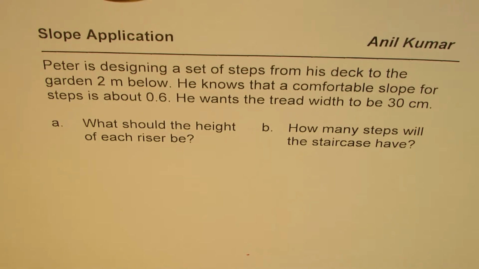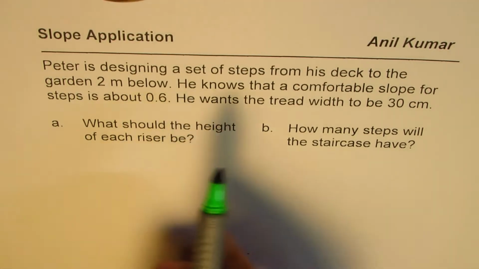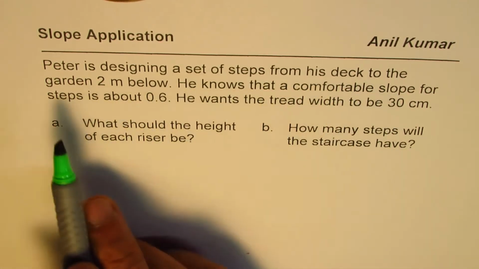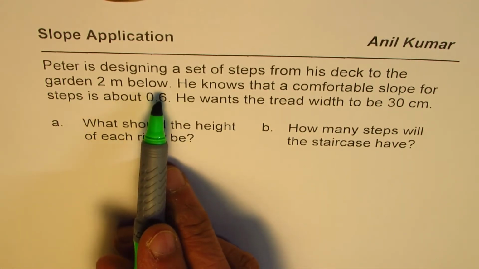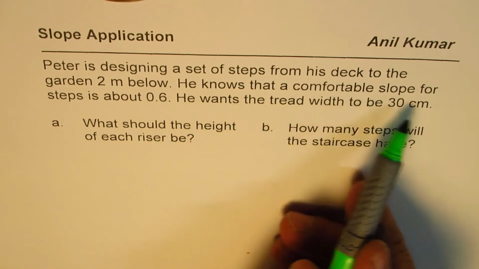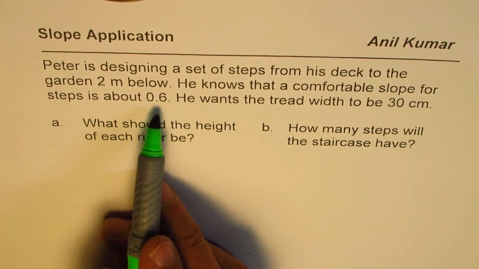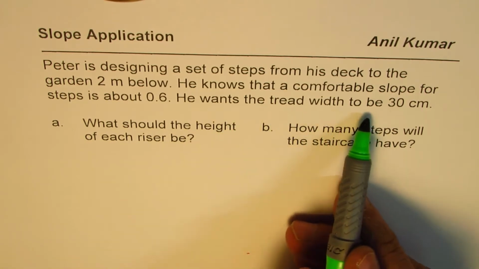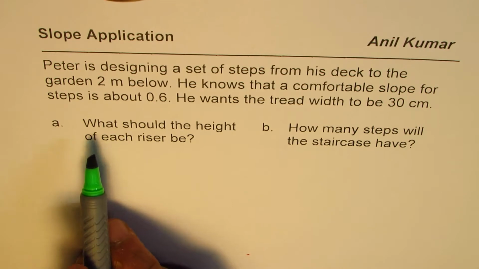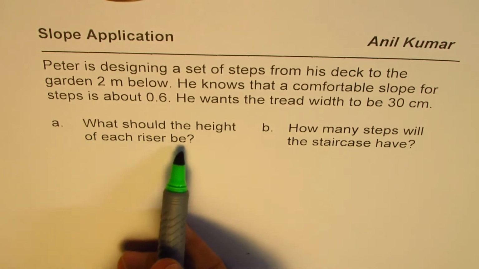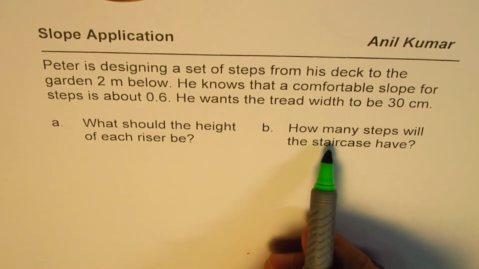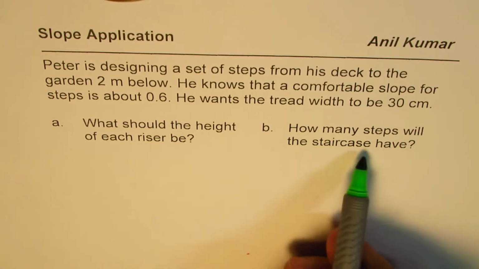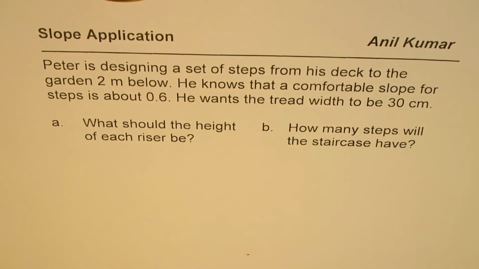The question here is, Peter is designing a set of steps from his deck to the garden 2 meters below. He knows that a comfortable slope for the steps is about 0.6. He wants the tread width to be 30 centimeters. What should the height of each riser be? And part B is, how many steps will the staircase have? You can pause the video, answer the question, and then look into my suggestion.